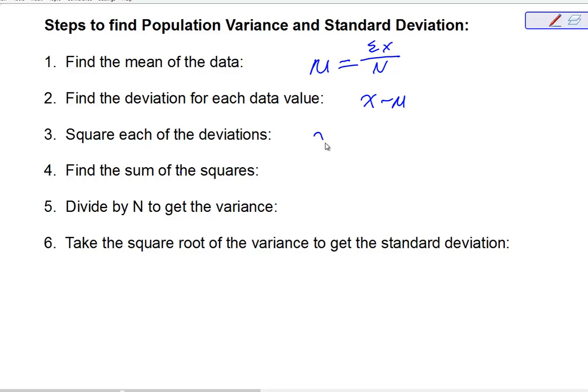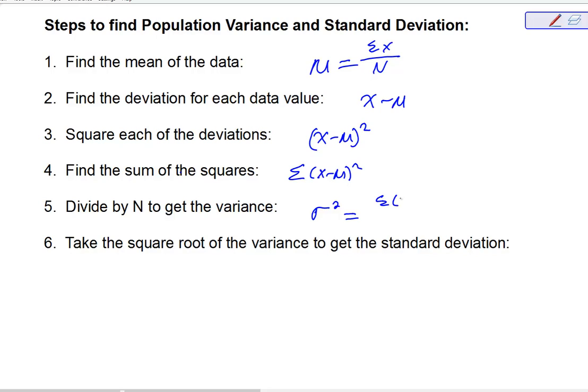Then we're going to square each of those deviations. So we're going to take that and square it. And we're going to do this for each of the data points. Once we do this for each of the data points, we're going to add up this value for each of the data points. So we're going to sum up our x minus mu squareds. So add them all up. Once we add them all up, we're going to divide by n. And that will give us our variance.